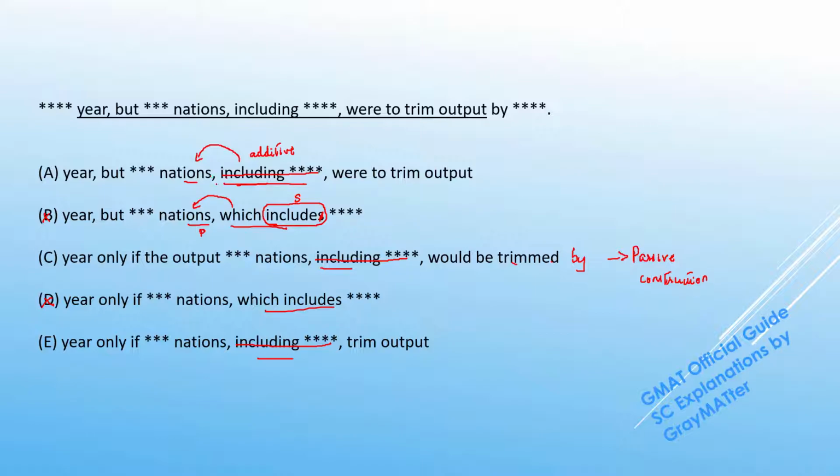See, the logic just has to read that the nations would trim output. But if we write it in the passive form, the output of these nations would be trimmed by a certain amount, but would be trimmed by whom actually? So we know that between an active and a passive construction, GMAT would prefer the active construction. So C can be eliminated. Now both A and E are in the active voice, they both can work.